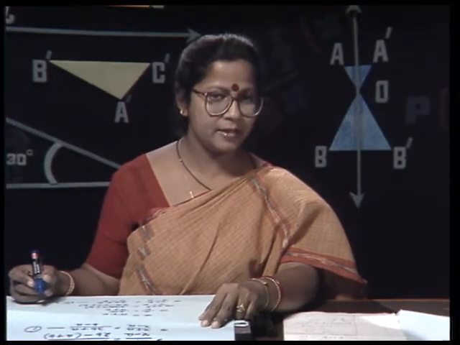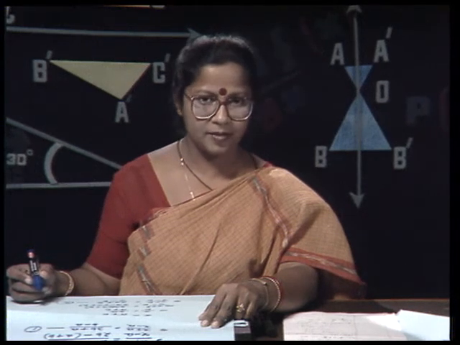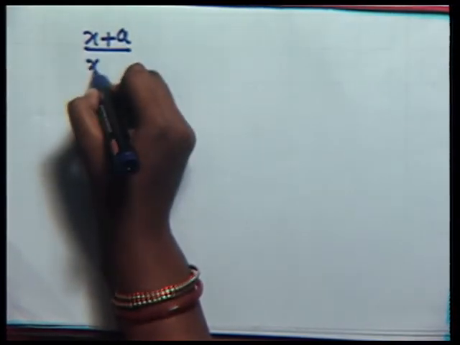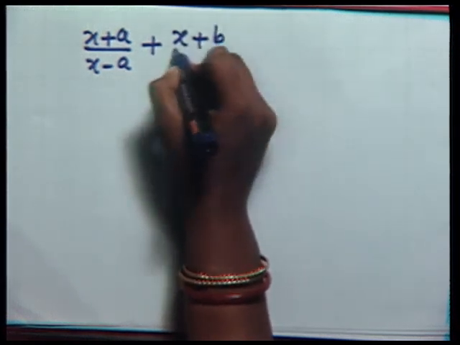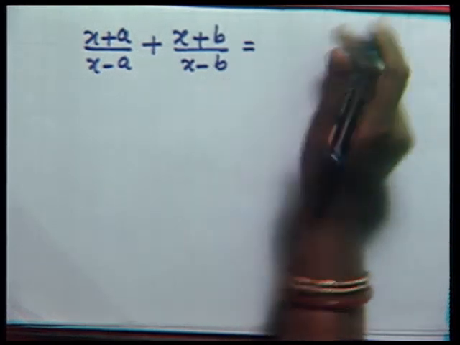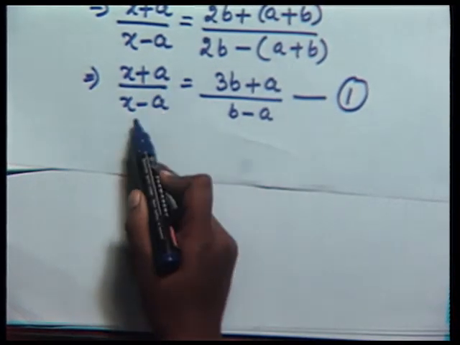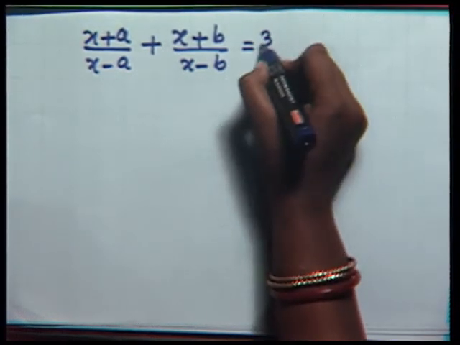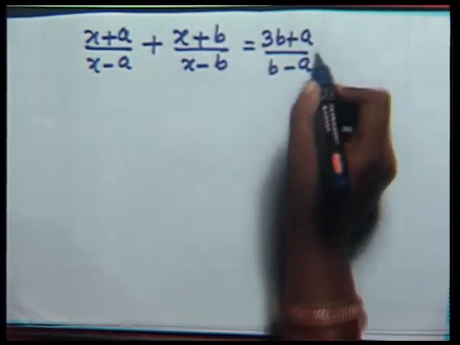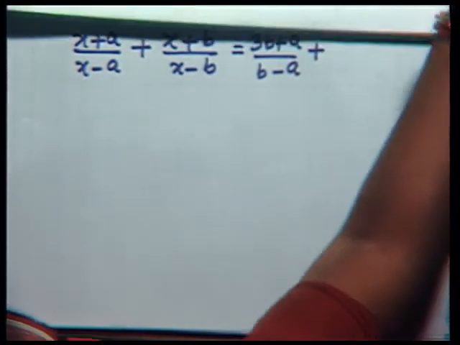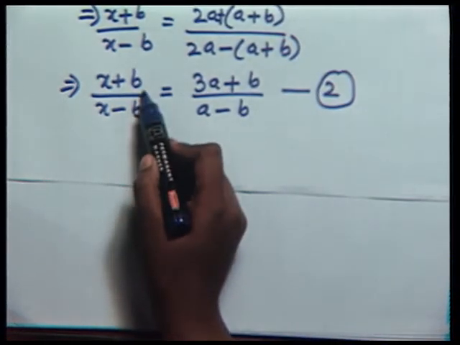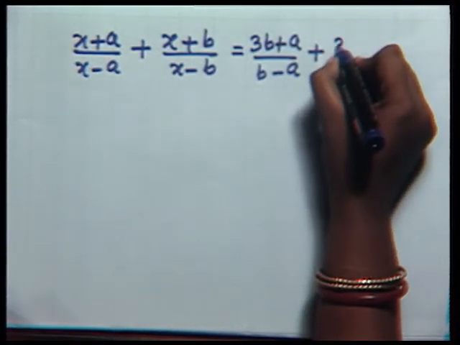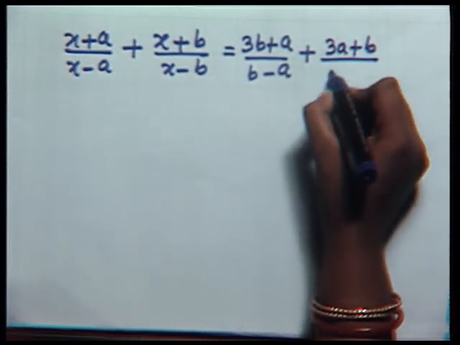We have to find out the value of x plus a upon x minus a plus x plus b upon x minus b. That is, we have to find out the sum of the equations number 1 and 2. This is equal to, from equation number 1, as you can see, the value of x plus a upon x minus a is 3b plus a upon b minus a. So, let us write this: 3b plus a upon b minus a plus, from equation number 2, we have the value of x plus b upon x minus b as 3a plus b upon a minus b. So, let us write this value: 3a plus b upon a minus b.